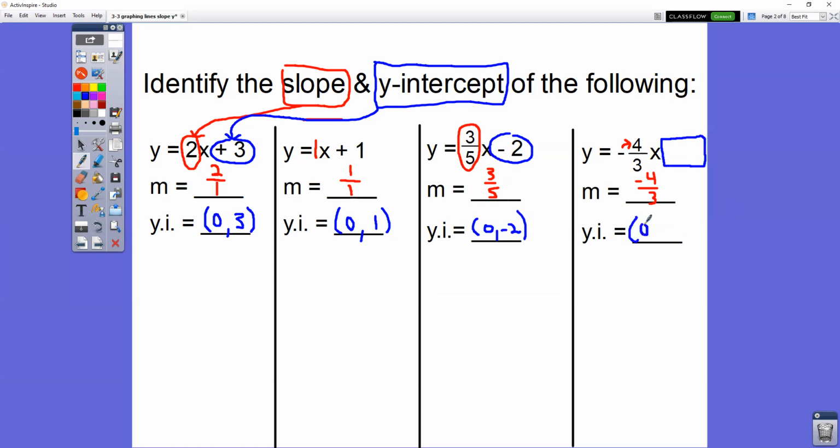So there's nothing there. Nothing in math is 0. So this would be 0, comma, 0, because technically I could put a plus 0 here.